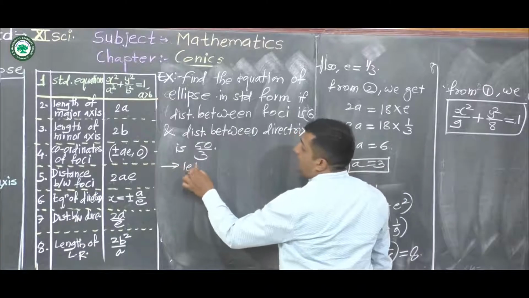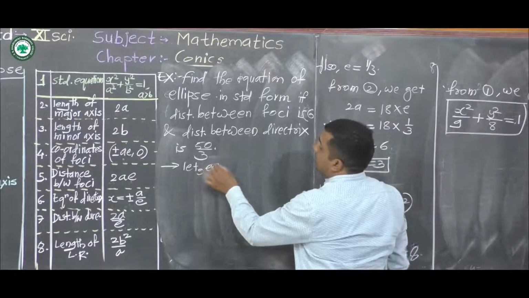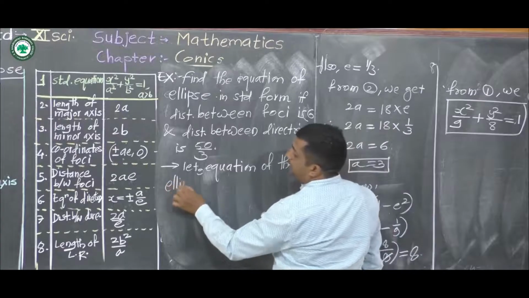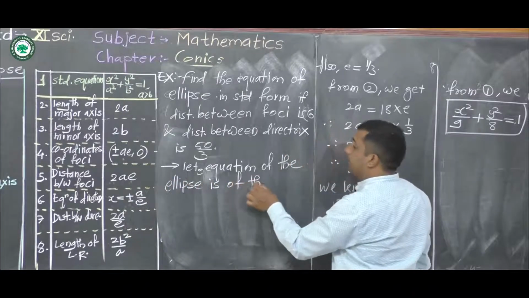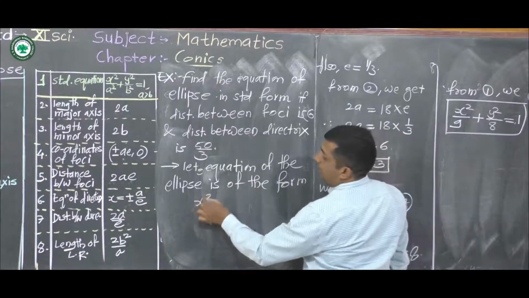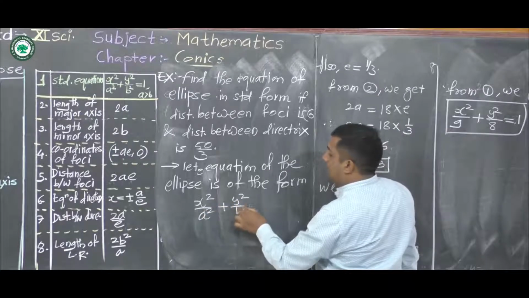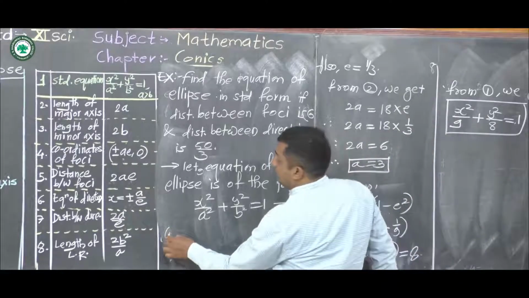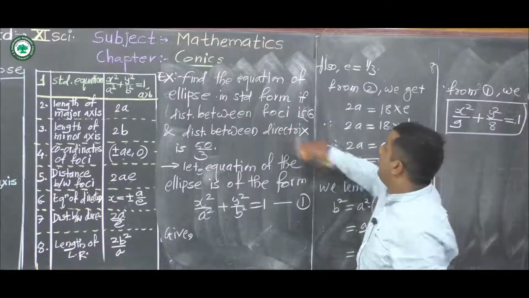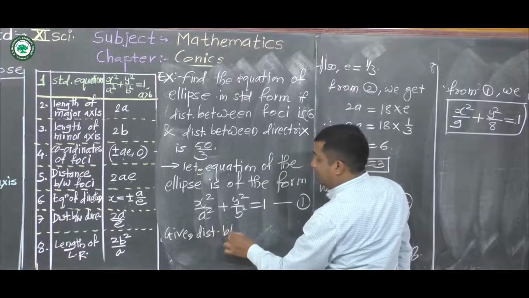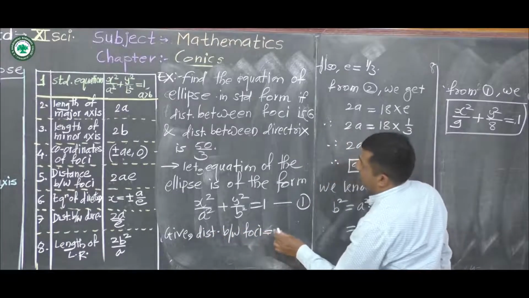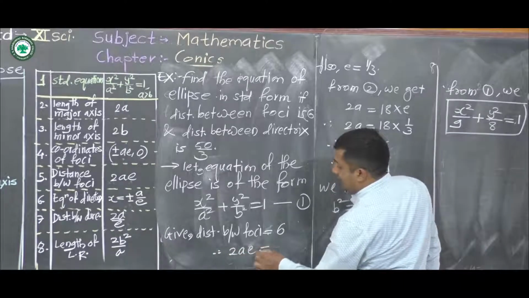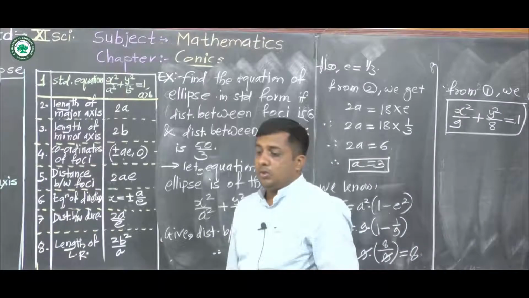Okay, so we have to find the equation of the ellipse. Let us consider the given equation of the ellipse is of the form x square upon a square plus y square upon b square is equal to 1. Let us consider this as 1. Now we go with the given things. The distance between the foci is equal to 6. We know the distance between the foci is twice ae. Therefore, twice ae is equal to 6.